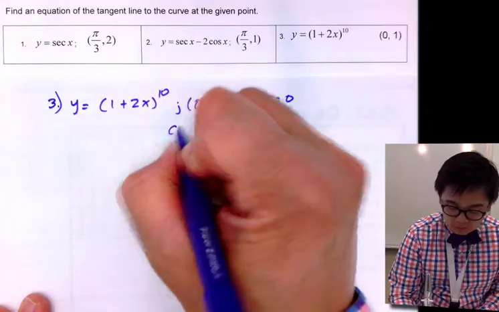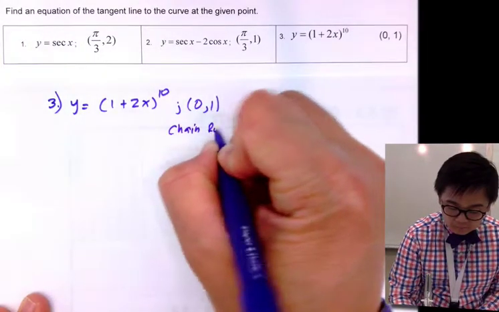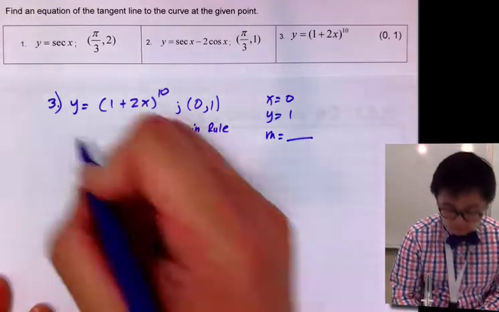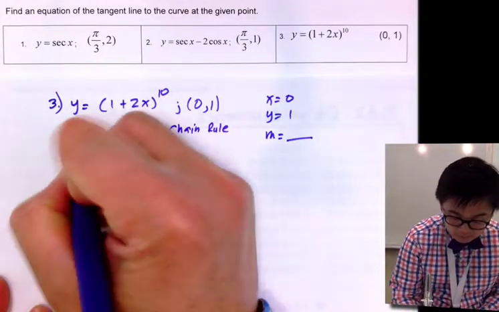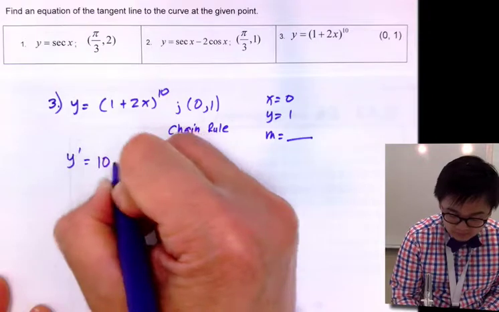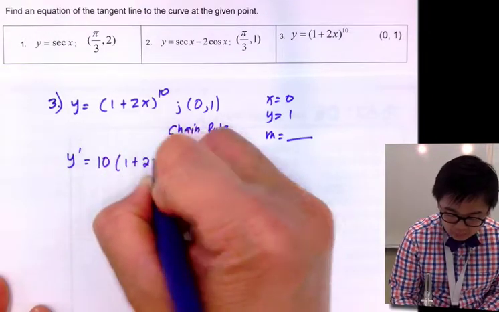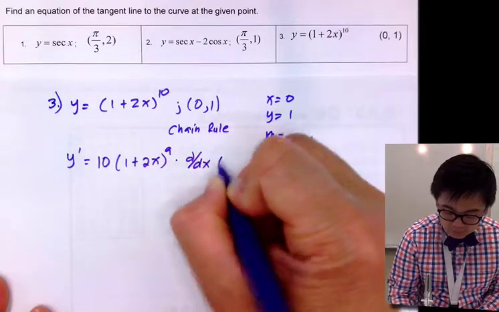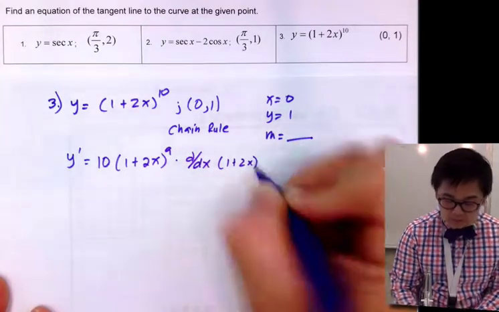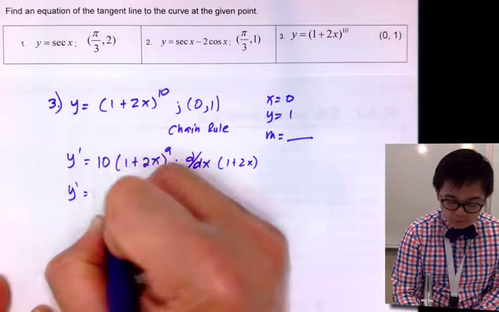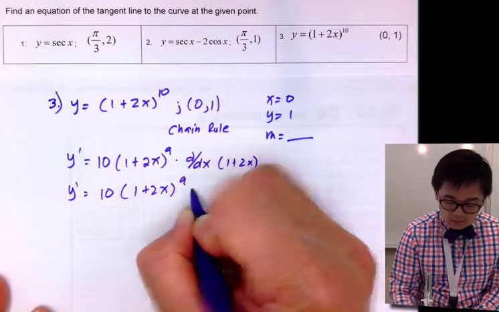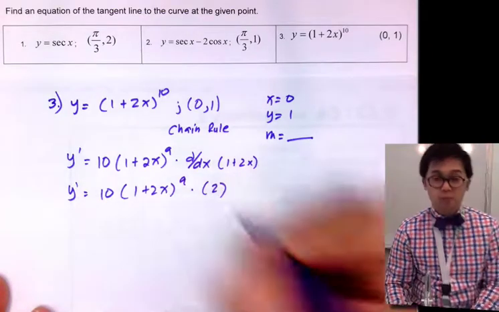So we know that x is 0, y is 1, and we need to find m. And using the chain rule, we'll be able to take the derivative of this polynomial. So y prime is simply 10 times 1 plus 2x to the 9th times the derivative of the inside, which is 1 plus 2x. So y prime is equal to 10 times 1 plus 2x to the 9th times 2.